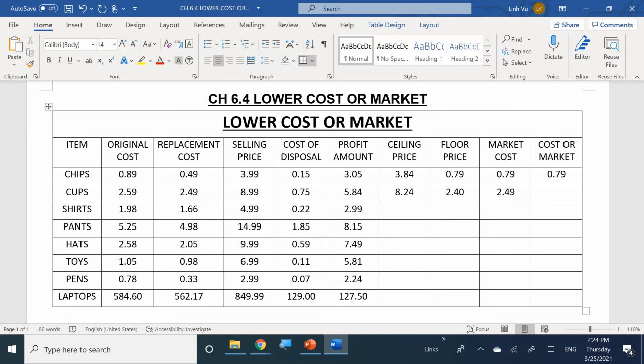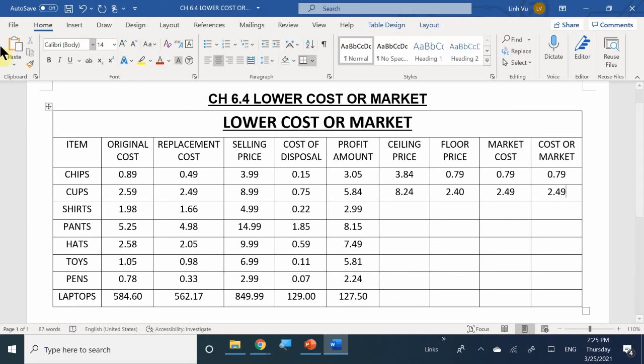Yes, because my highest value is $8.24. My lowest value is $2.40. So right in the middle should be my $2.49. Okay? So therefore my market is $2.49. So then what is going to be lower? My market or my original cost? Your market. Your market of $2.49. So therefore I have to make an adjustment.